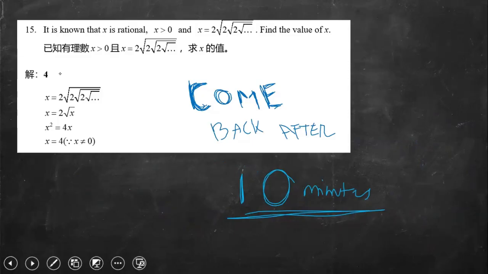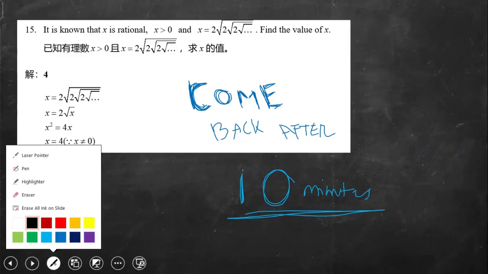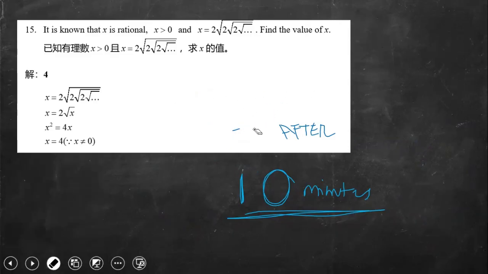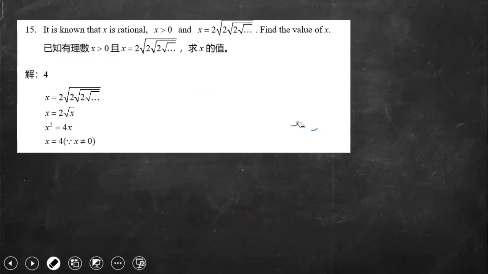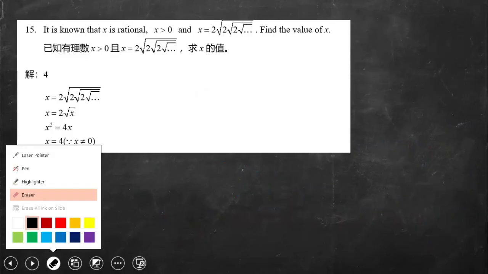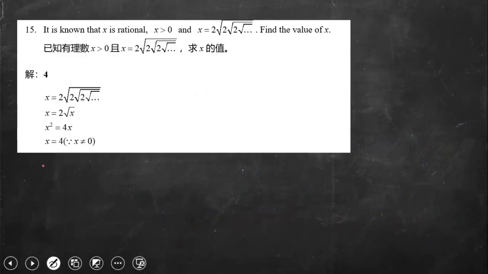Okay, let's continue. Hi guys, let's continue. So number 15. It is known that x is rational, x is greater than 0, and x is equal to this expression. Find the value of x. So, let's rewrite it here. And then, how do we get this? Well, you already know, diba?